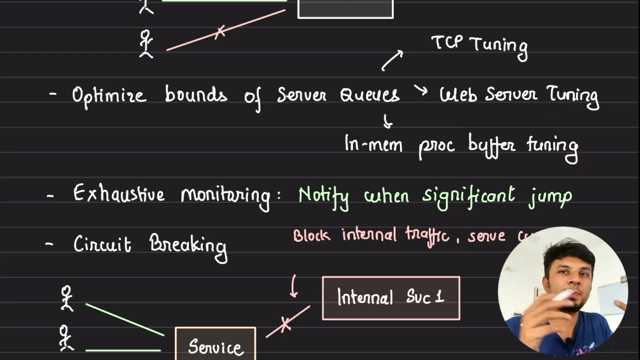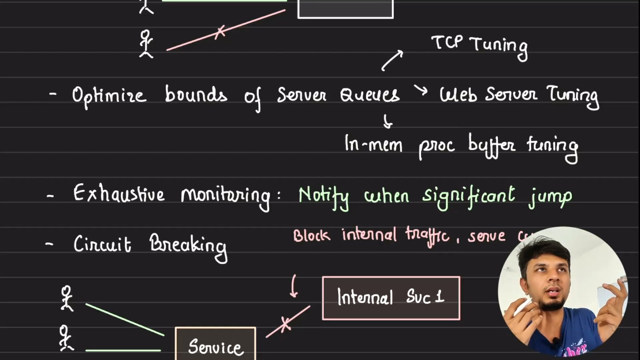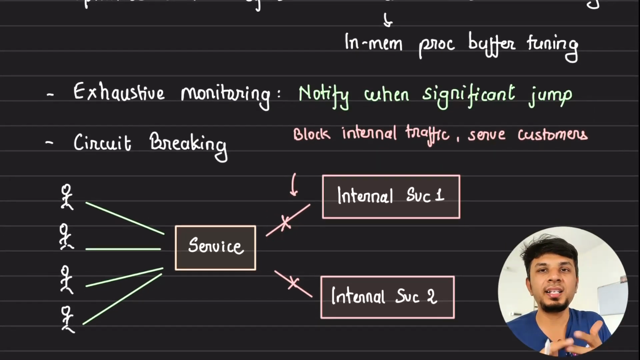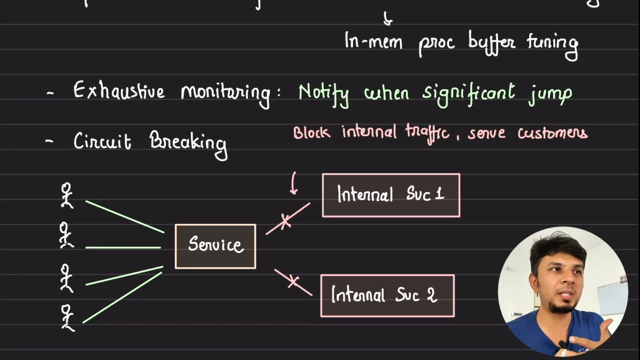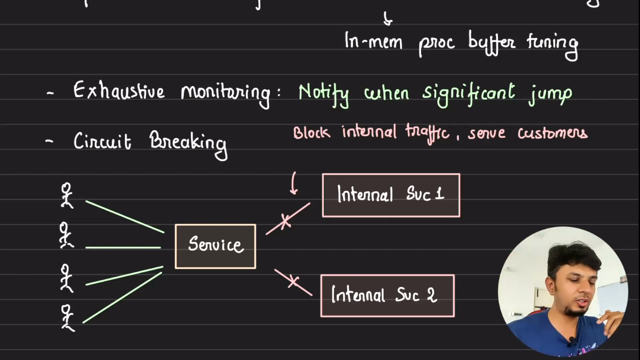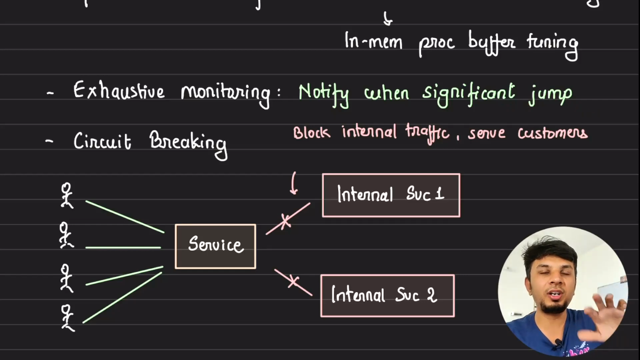So if they have allocated a buffer with 1000 as a capacity, maybe they would want to increase or decrease it depending on the dissection that they do internally. The next part is exhaustive monitoring. Obviously, it's always better to get aggressively notified about something. So whenever there is a significant jump in the resource consumption, you would have to be notified about it. So very exhaustive monitoring on all the services.